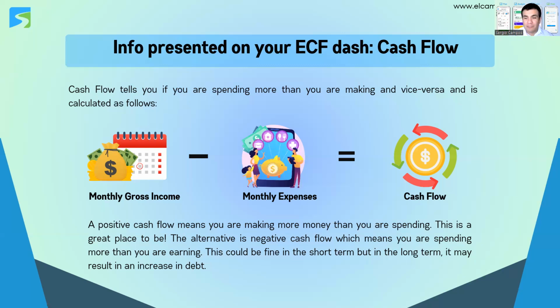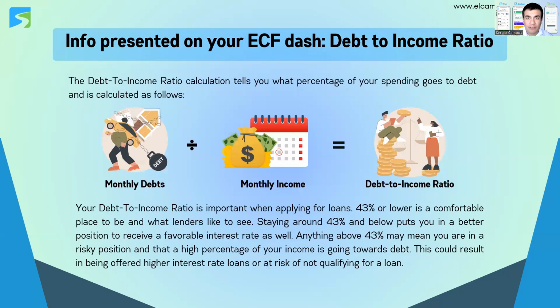And that will take us to our next calculation, which is the debt to income ratio. The debt to income ratio tells you what percentage of your spending goes to your debt, and it is calculated as follows. Monthly debts divided by monthly income equals your debt to income ratio. Your debt to income ratio is important when applying for loans. 43% or lower is a comfortable place to be and what lenders like to see. Staying around 43% or below puts you in a better position to receive a favorable interest rate as well.